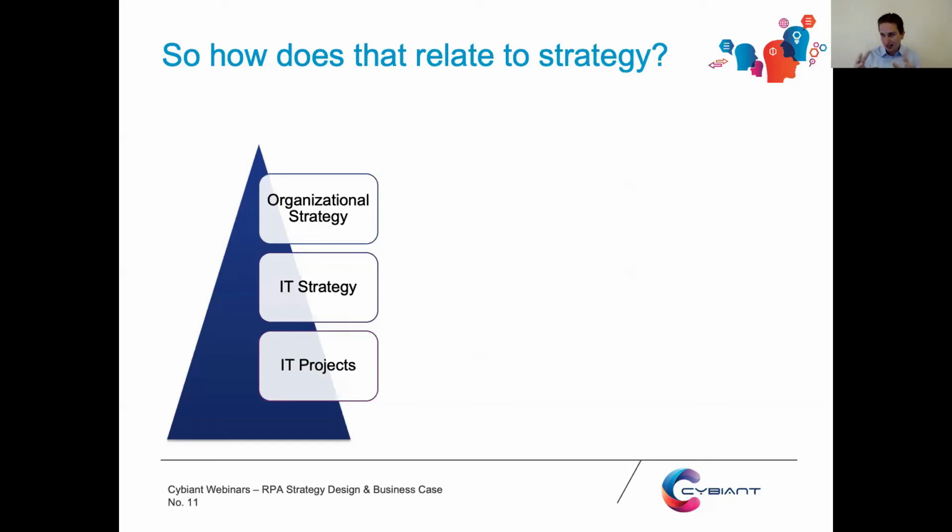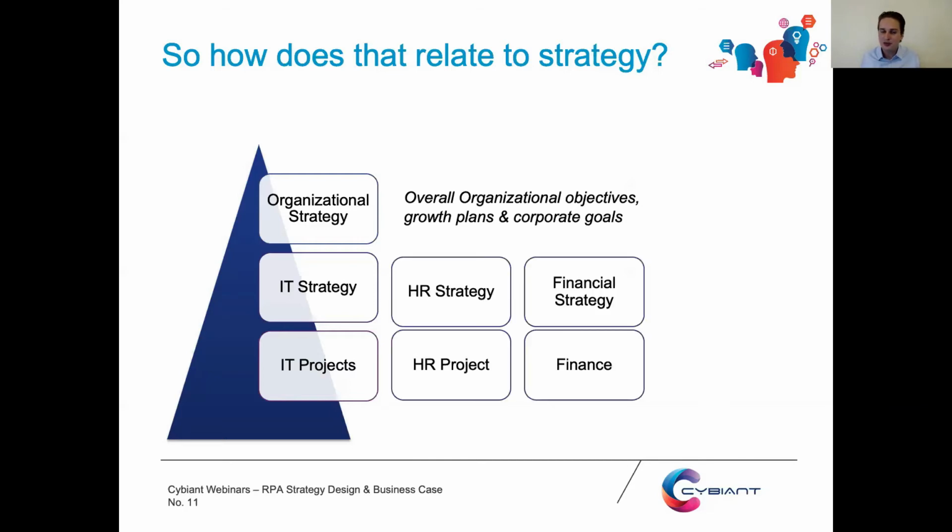Then if we look at that IT strategy, it can be subdivided into different IT projects. For instance, a project to make sure that we can collaborate more easily, or a project to make sure that a new system gets introduced that will make it easier to work. This is typically how improvement projects are shaped in any kind of organization. So organizational strategy provides the organizational objectives, growth plans, and corporate goals. But this is just the part for the IT department.